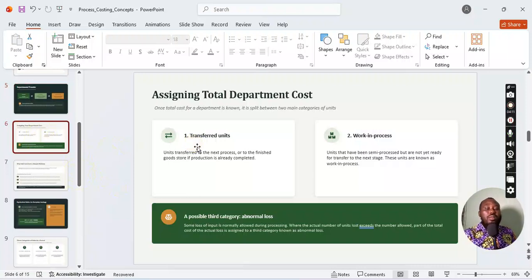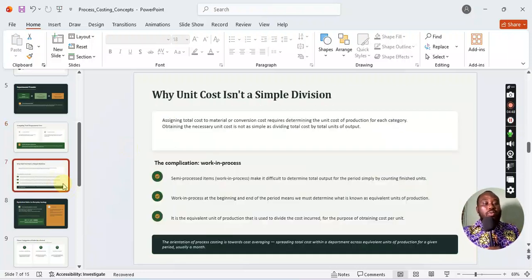So the costs are assigned to the various departments. Units transferred go to the next process, or to the finished goods store if production is already completed. We also have work in process. There are some units that might not have been completed, or maybe partially completed, units that have been semi-processed but are not yet ready for transfer to the next stage. These units are known as work in process. They are also assigned different costs, based on the percentage of completion. So let us move on.